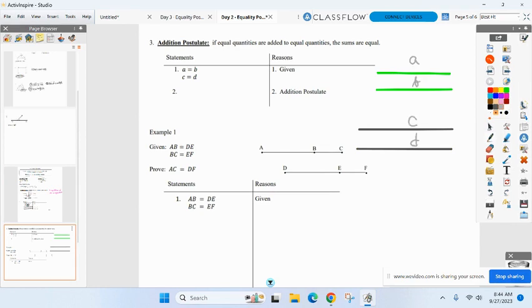Okay, I have 4 line segments up on the board: A, B, C, D. I'm going to tell you A is congruent to line segment B, and I'm also going to tell you line segment C is congruent to line segment D. So everyone sees I have this pair congruent and another pair. If I put A and C together, it makes a longer line segment, doesn't it? And if I put B and D together, it makes another longer line segment.